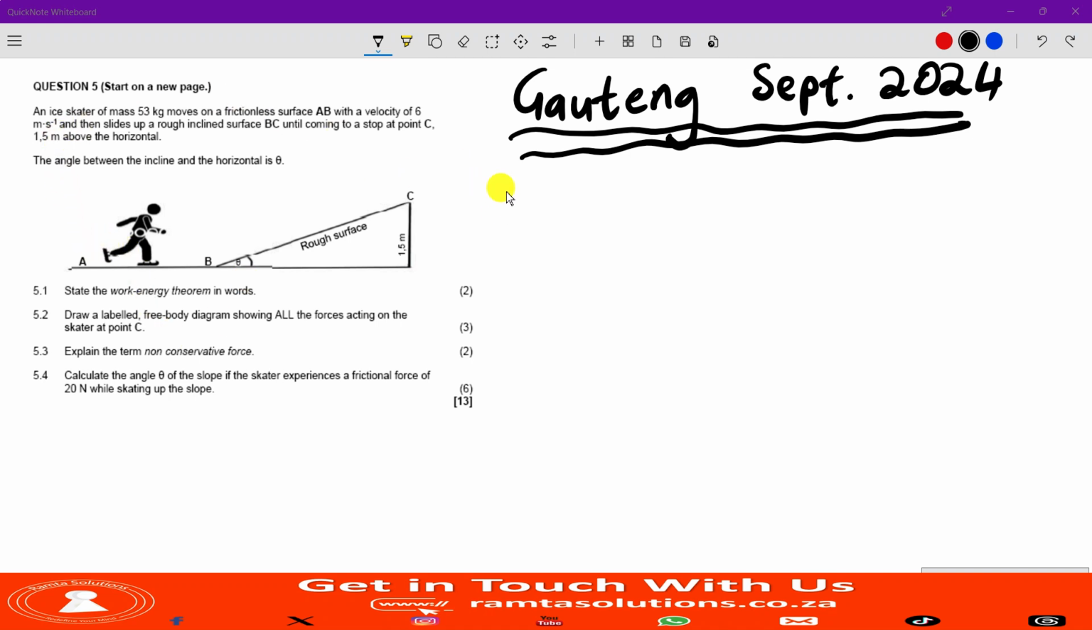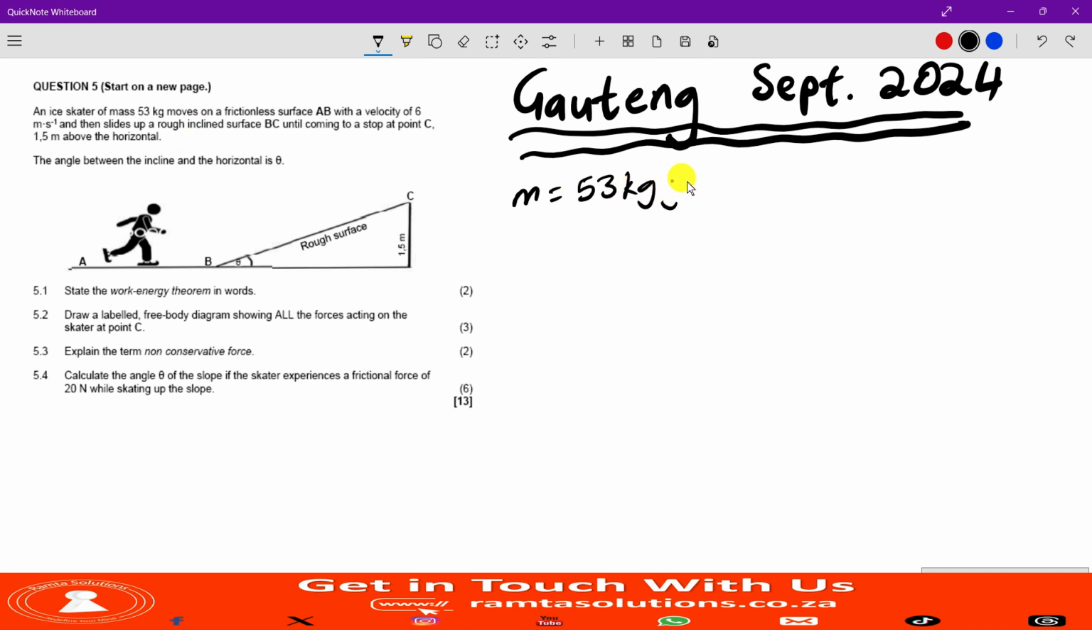An ice skater of mass 53 kilograms moves on a frictionless surface AB with a velocity of 6 meters per second. So AB is frictionless, and we might expect our velocity to be constant at AB. And then the skater slides up a rough inclined surface BC. Rough means we are expecting a frictional force on the path BC, until coming to a stop at point C.